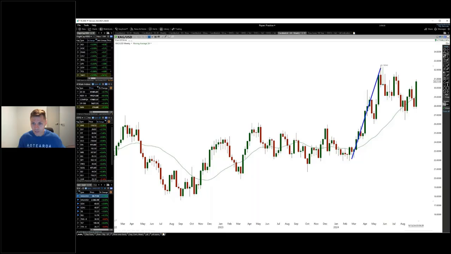We actually had a nice move up and then a nice move down from here. This could be the start of a really big upward trend, because we just came off the back of doing nothing with silver, and then a strong move up. This could be the big start of a really big long-term move.